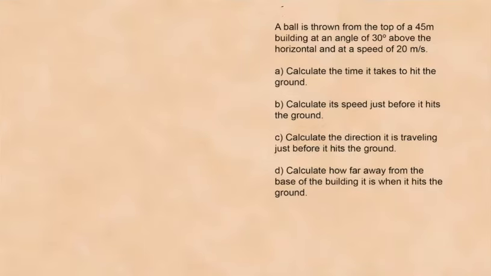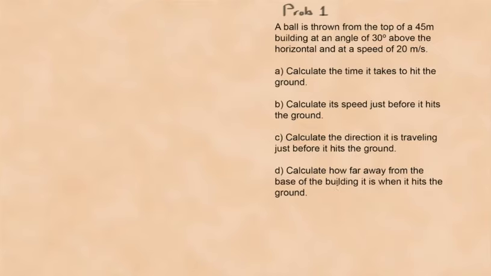Let's call this problem 1. A ball is thrown from the top of a 45-meter building at an angle of 30 degrees above the horizontal and at a speed of 20 meters per second. We want to find out how long it takes to hit the ground, how fast it is going, what direction it is going, and how far away from the bottom of the building it is when it hits the ground.